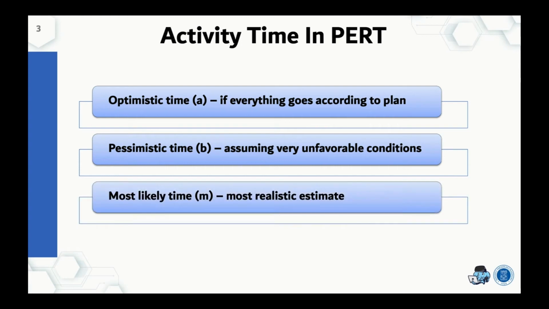And the third is the most likely time. This is the time in between those two, optimistic and pessimistic time. This is on average, the most likely time. So we use the symbol A for optimistic time, B for pessimistic time, and M for the realistic one, the most likely time.